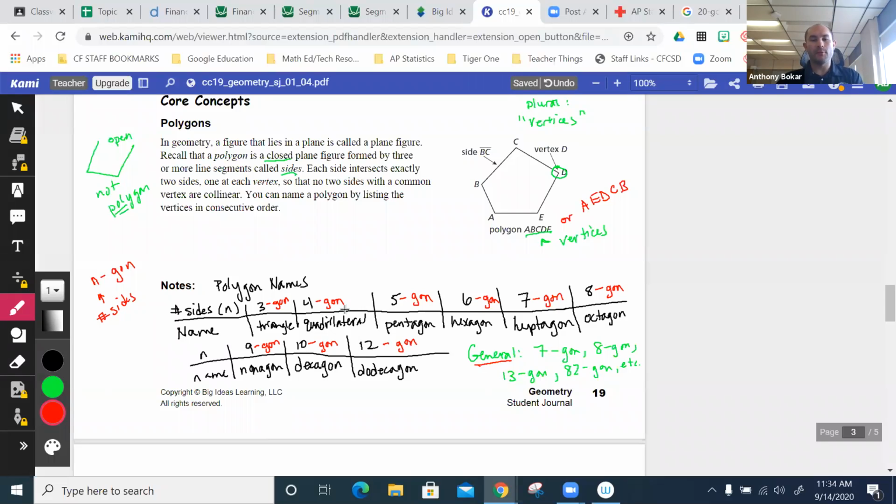These are the most commonly used names, so I have them on here. Otherwise, generally speaking, most people just name them based on how many sides there are. So if you ever forget these terms down here or something, you can just name a polygon based on how many sides it has. So a triangle could also be called a 3-gon if you wanted to, okay? So that's just a little bit about naming.